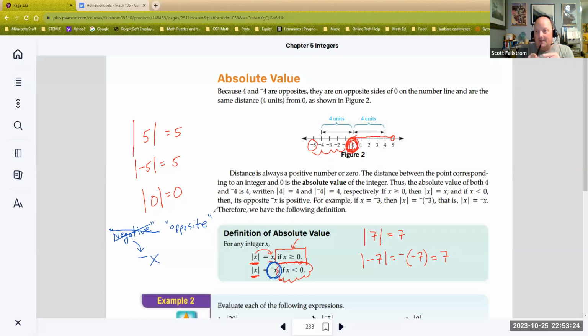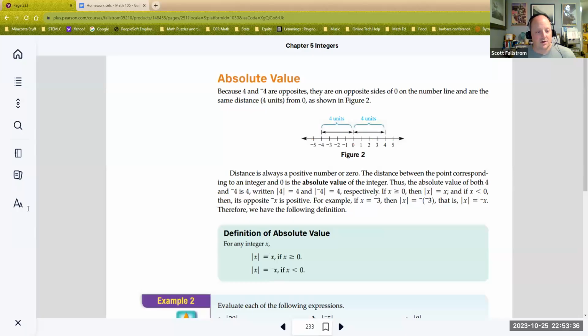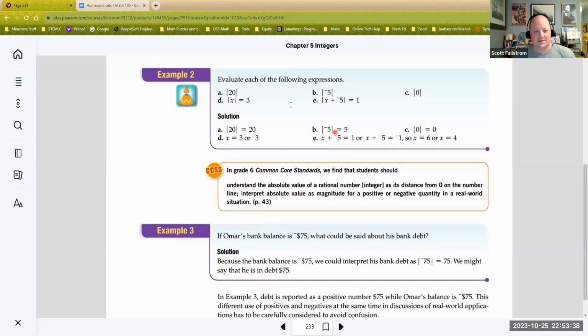Now, if you say the opposite of x in your mind, if x was positive, then the opposite would be negative. If x was negative, then the opposite would be positive. So that's the idea in understanding that kind of terminology there. I think it's good to know those. So they do a little bit with absolute value here, absolute value of 0, absolute value of -5, absolute value of 20.